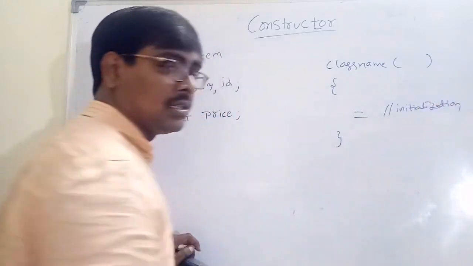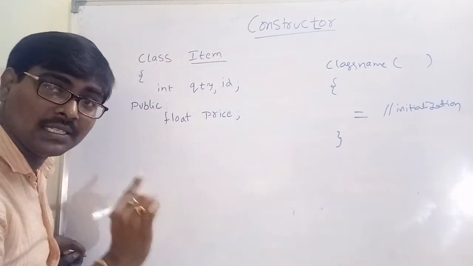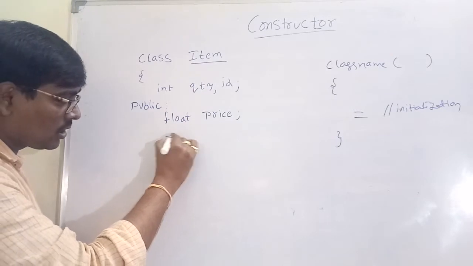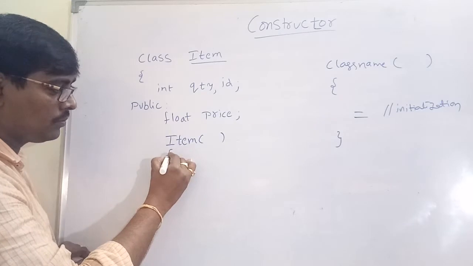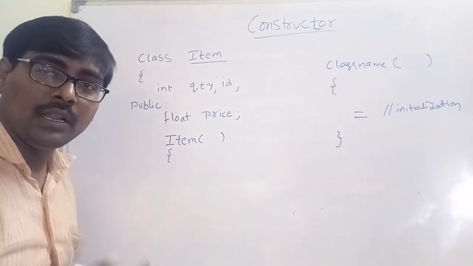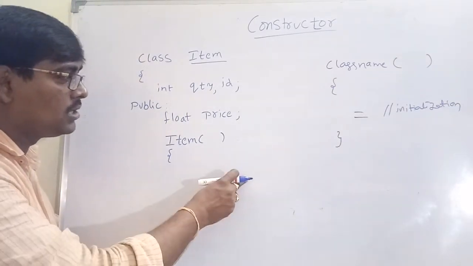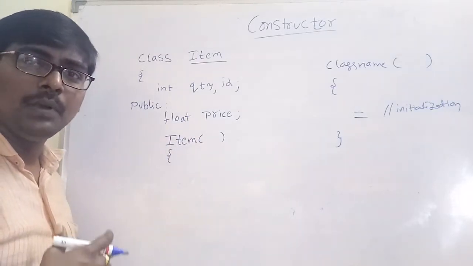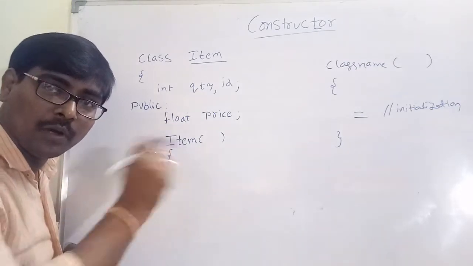Okay. So what is the name of the class? The name of the class is item. So what is the name of the constructor? The name of the constructor is also item, item of. So within the constructor, the operation is completely your choice. Suppose I am assigning quantity equal to 10, id equal to 1, price equal to 100. Or quantity, id or price is completely dependent on your wish. The definition depends on our required program.